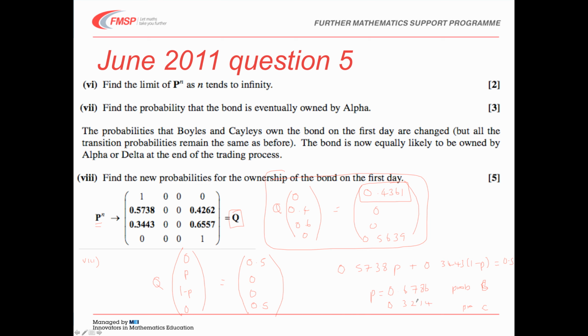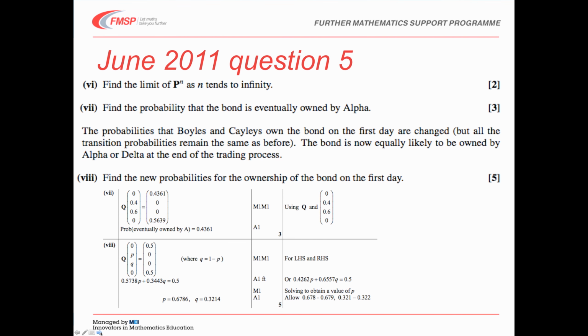Okay, so hopefully that's clear and you can see where that comes from. Again, the mark scheme for that is here. You can see 2 marks for writing that equation down, 1 for the actual equation in P and Q, or 1 minus P, and 2 for the answers.